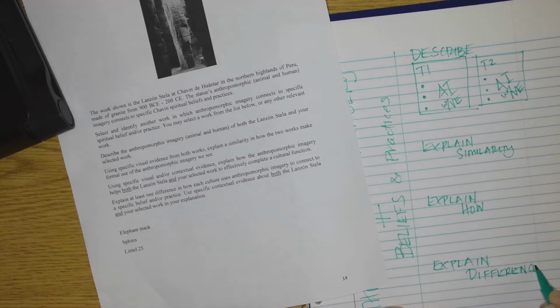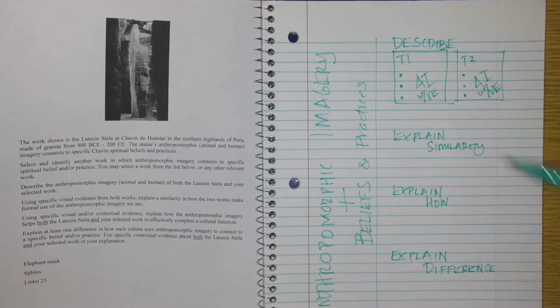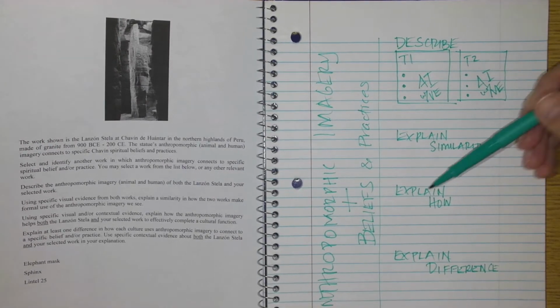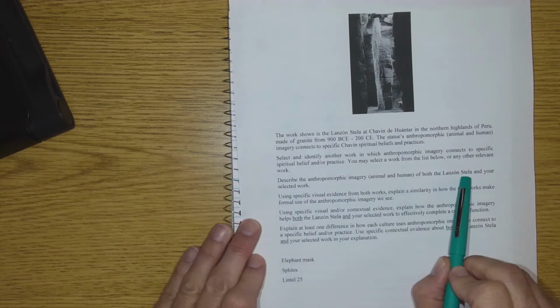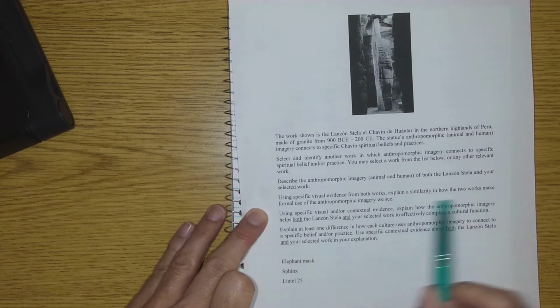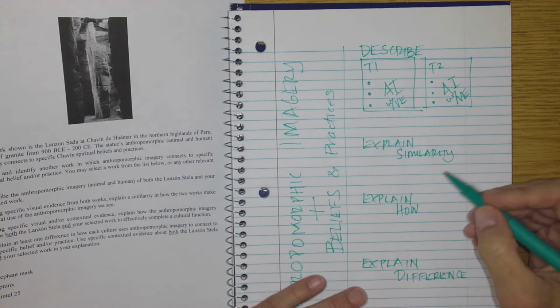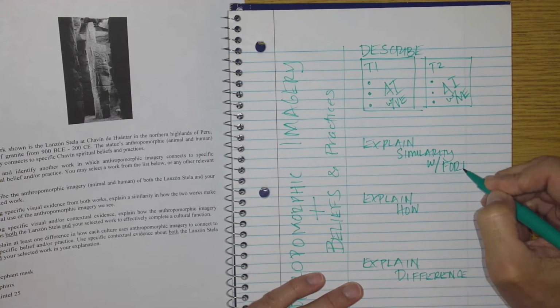Okay. So you can kind of see we're basically doing the same thing and breaking down the whole question, just making sure that we're doing the right thing at the right time. So let's go back to this. Describe the, okay, we've already done that. Explain a similarity and how the two works make formal use. All right, so now what evidence, right? We can write that with form, explain a similarity.